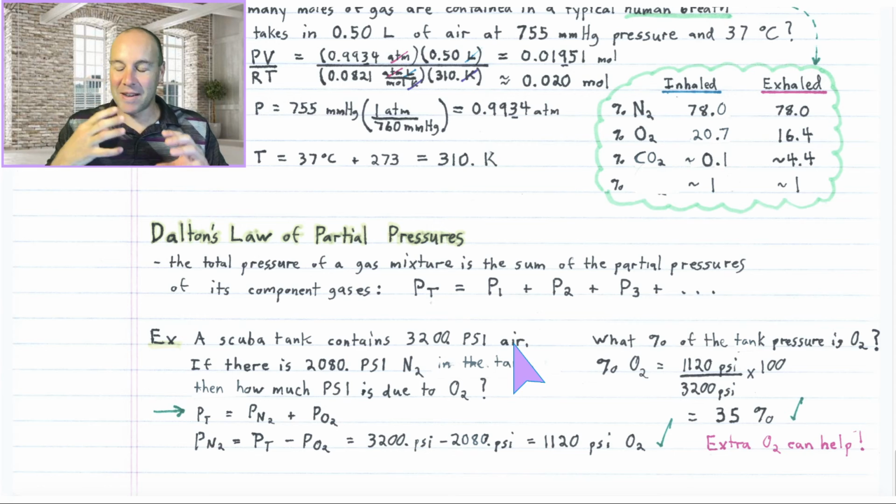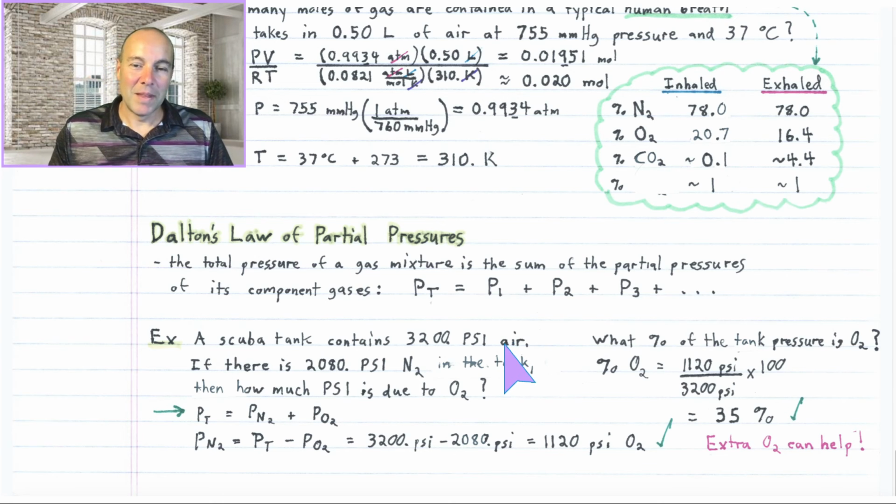Suppose the company makes these scuba tanks and controls what goes in there. They put in nitrogen and oxygen, fill it up to 3,200 psi, and you're told how much nitrogen is in there. So how much psi is due to oxygen? In this case, the mixture only has two component gases, nitrogen and oxygen. The total pressure would be equal to the partial pressure of the nitrogen plus the partial pressure of the oxygen.